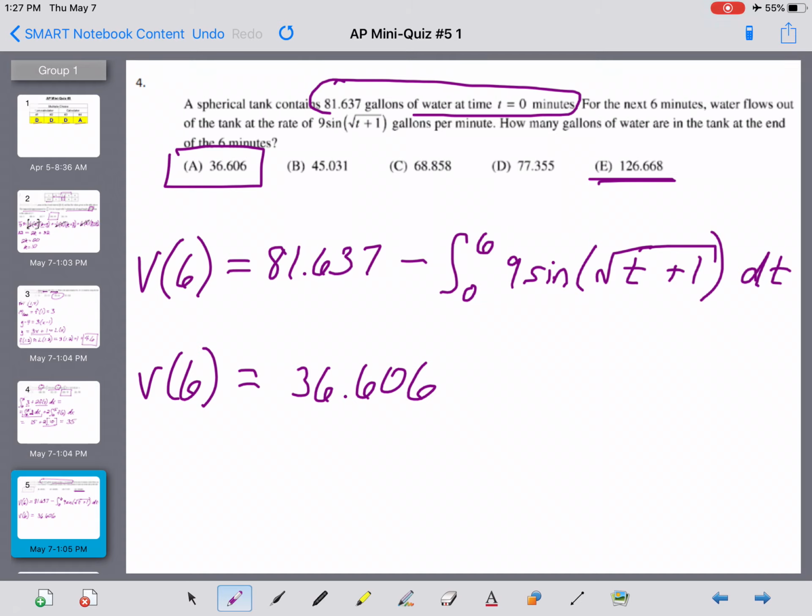So if I took the answer and added the 81.637 to it, we end up with 118. No, that wasn't it either there, guys. 118.242 was not one of the choices. Oh, well, don't worry about it. A is the correct answer.